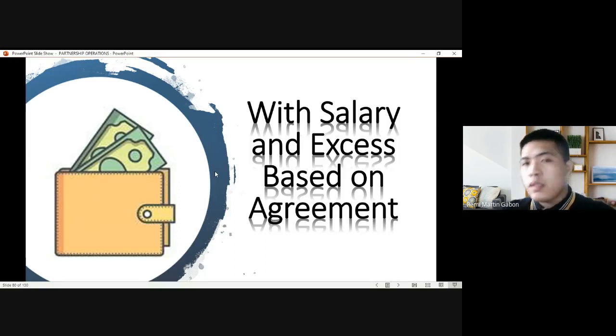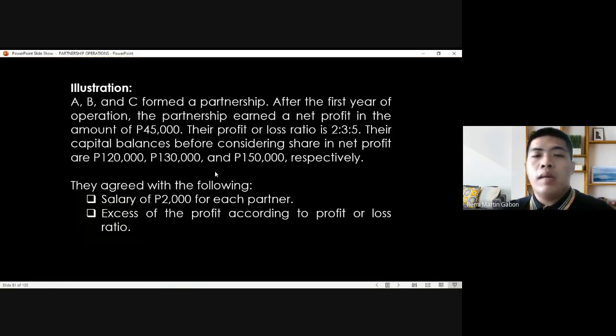Okay, the next we have distribution na with salaries. May distribution na ng salaries and the excess based on the agreement. So how we can have it? So let's have this one. So profit of 45,000, then profit or loss ratio 2 is to 3 is to 5. Then they have agreed the following: salary of 2,000 for each partner. Okay, so 2,000 respectively for A, B, and C. Then excess of the profit according to the profit or loss ratio. So according to 2 is to 3 is to 5.